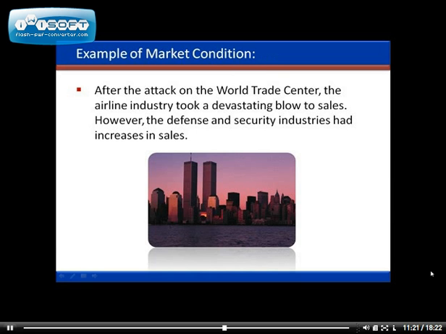However, in retrospect, the defense and security industries had an increase in sales. Remember, following the World Trade Center attack, that we were involved in a war in Iraq. We also were trying to figure out ways to increase our security systems in our major hubs, our major cities. And so the defense and security industries had a major increase in sales.